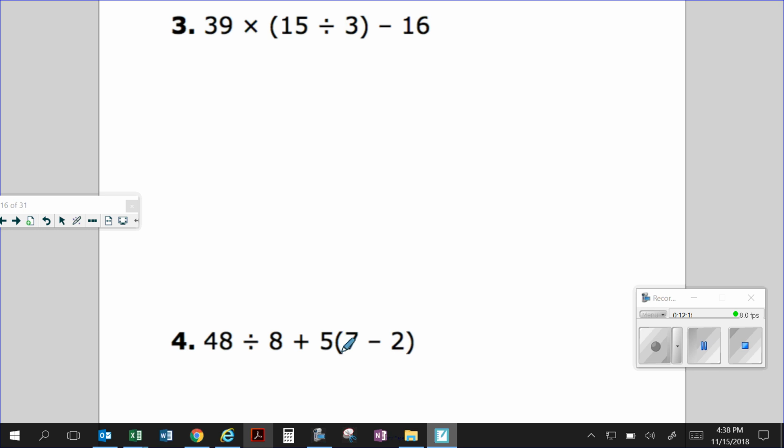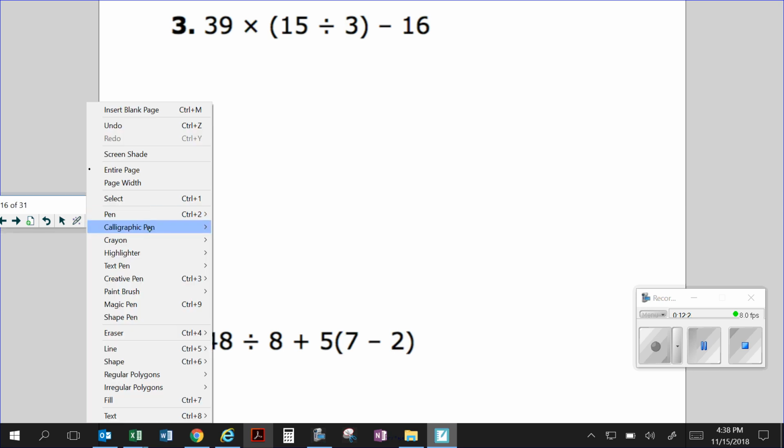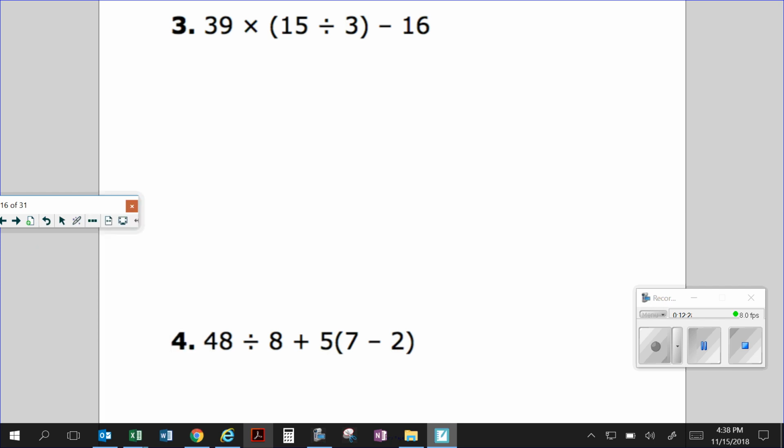Number three. Again, you should have paused and worked on this and then come back. You should not be sitting here watching me do the work. This is just to check your work. So here are the operators. Can we solve the left term?